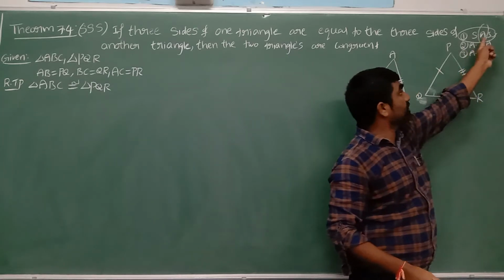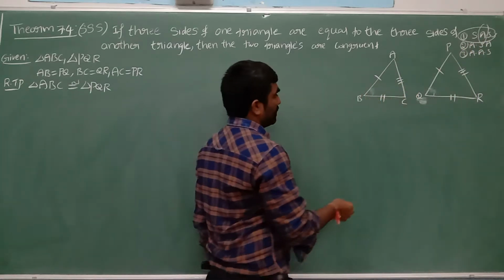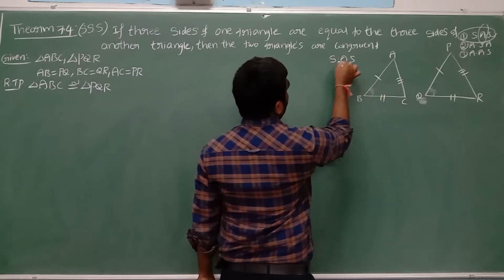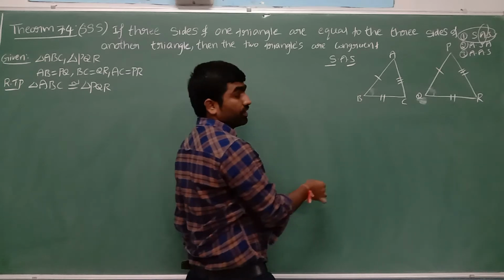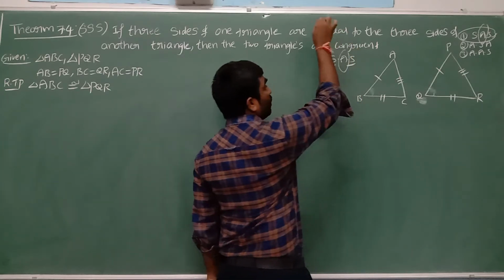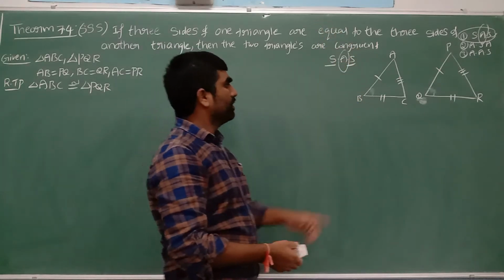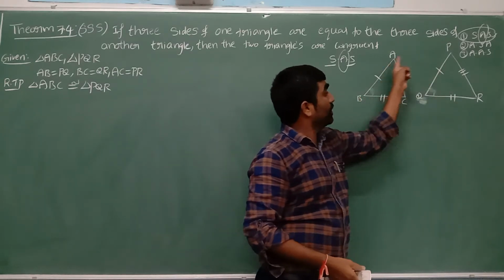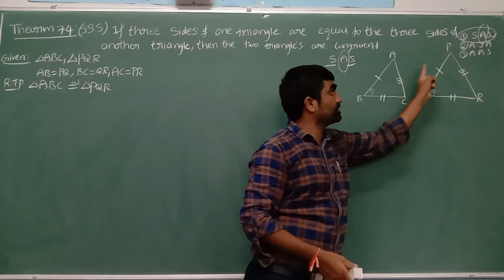Now focus on this angle. Hope it is clear. To prove both are congruent by SAS, already we have two sides equal. Still we have to focus on one angle, any one angle. You can prove B equal to Q or C equal to R, A equal to P, because if I prove A equal to P also, they are congruent by SAS.